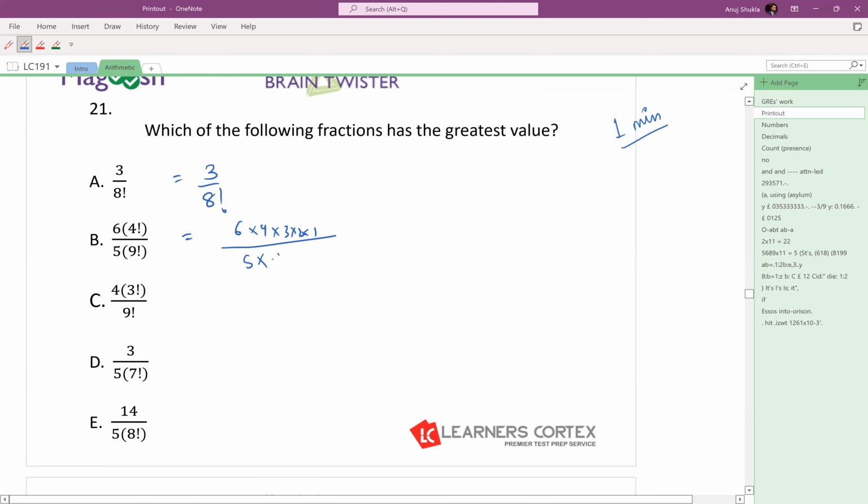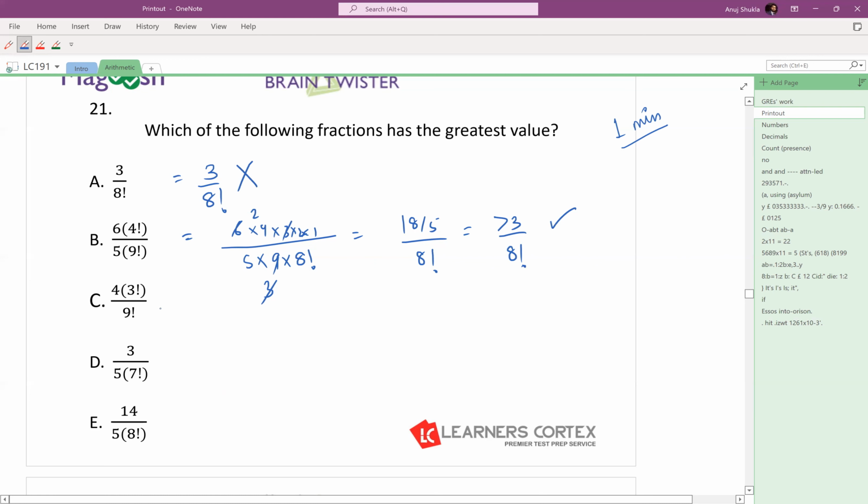And 9 factorial I'm writing as 9 into 8 factorial. Why have I written 8 factorial? Because I have to compare with 8 factorial. So 3 3s are 9, 3 2s are 6, this is 18 by 5. So I can write this one as 18 by 5 divided by 8 factorial. 18 by 5 is more than 3 divided by 8 factorial. Yes or no? 15 by 5 is 3, so 18 by 5 is more than 3. Means this is not the greatest one. Now this is the greatest one.